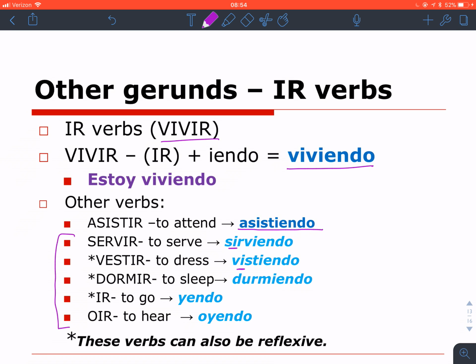Here's another stem change, vistiendo. Here's a stem change, durmiendo. Here's a spelling change, yendo. And here's another spelling change, oyendo. As we study more Spanish, you'll also find that these verbs that are starred can be a reflexive.